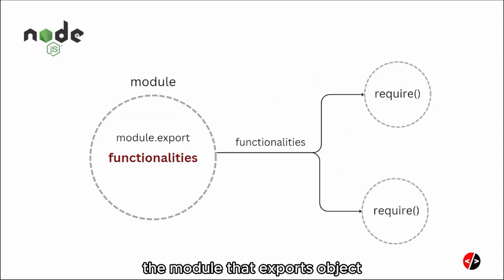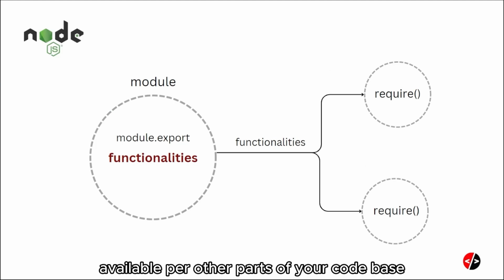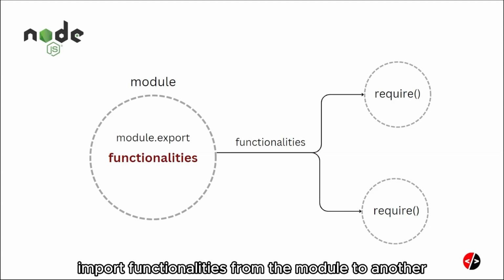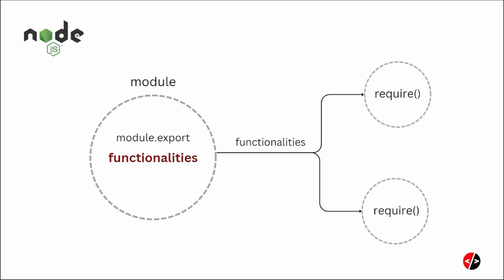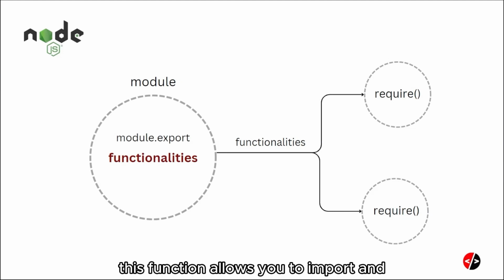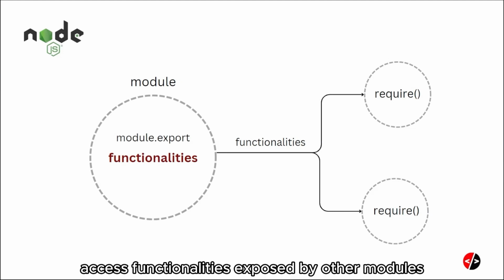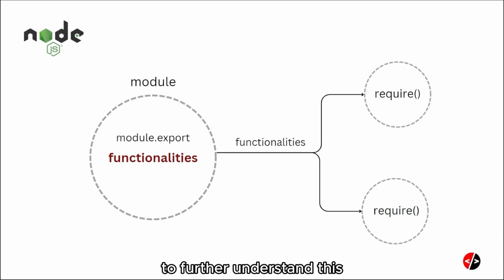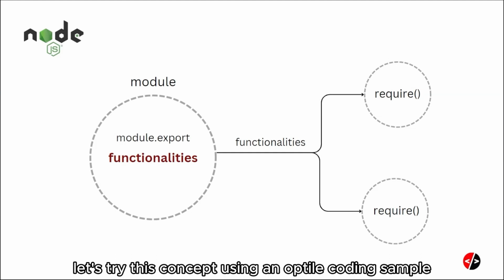The module.exports object is used to make functionalities available for other parts of your codebase. Furthermore, Node.js provides a powerful mechanism to import functionalities from one module to another using the require function. This function allows you to import and access functionalities exposed by other modules, enabling you to use them in different parts of your application as needed. To further understand this, let's try this concept using an actual coding sample.